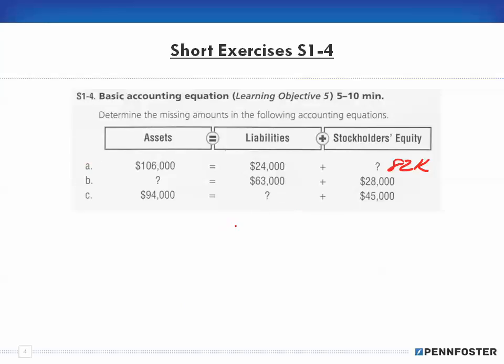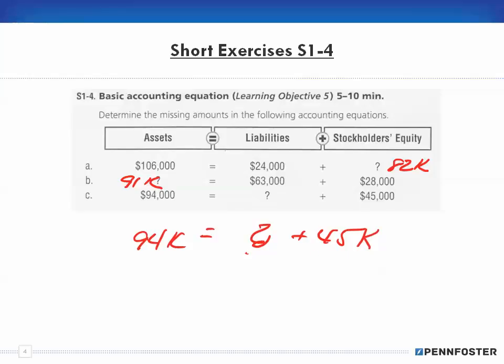All right, number B, what is equal to 63 plus 28? Well, 63 and 28 is 91. It's 91,000. Simple math. And then C, 94 is equal to what plus 45?